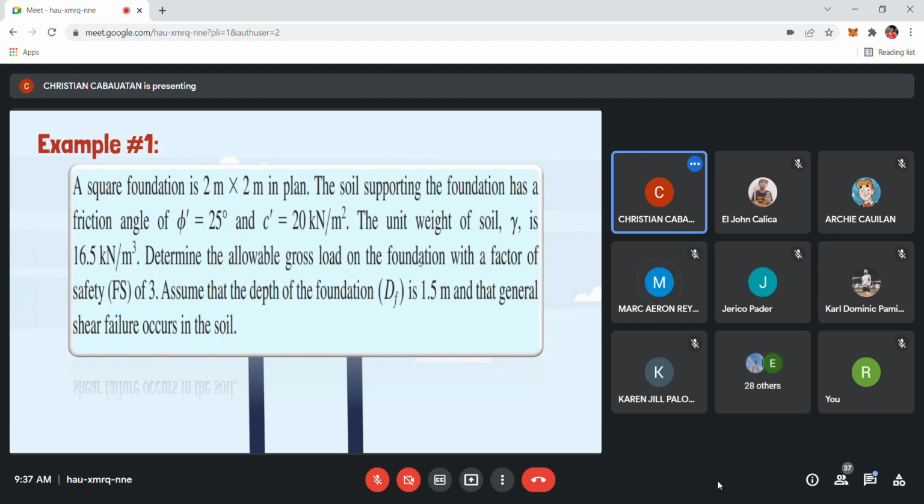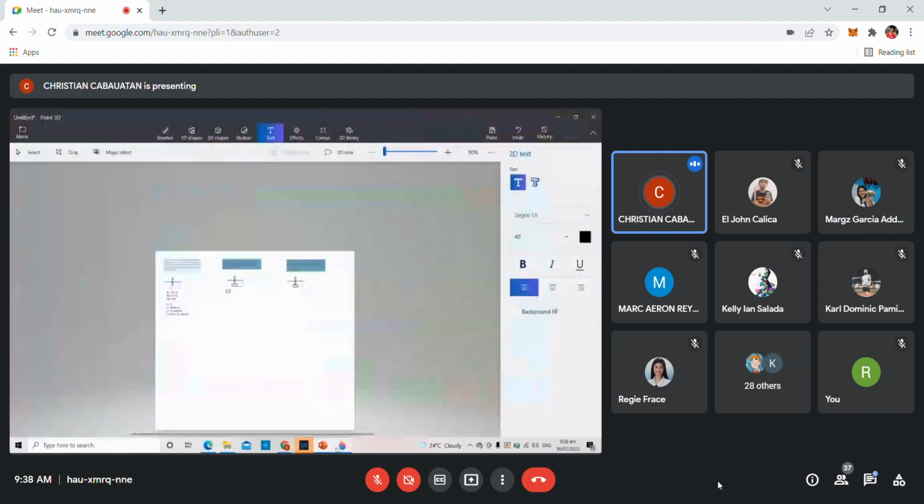Yes, sir. Okay. Naiintindihan mo ba, Engineer Adon? Yes, sir. Engineer Adon, naiintindihan mo ba? Yes, sir. Okay. Engineer Frase, naiintindihan mo ba? Yes, sir. Okay. I hope naintindihan nyo yan. Okay. So, punta tayo sa painting. Andun yung ganyan.